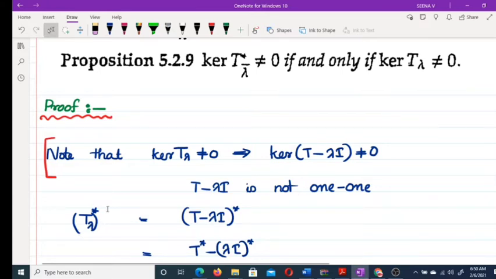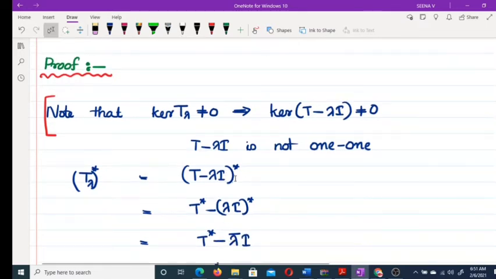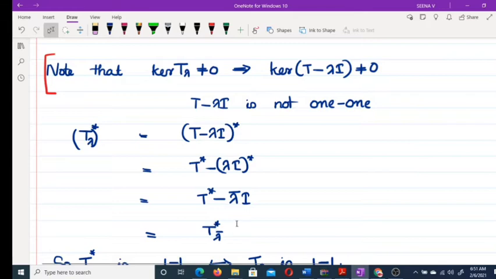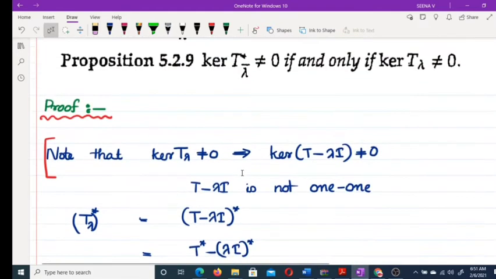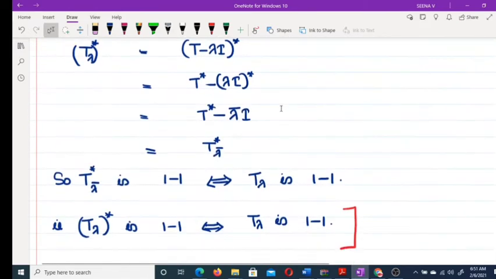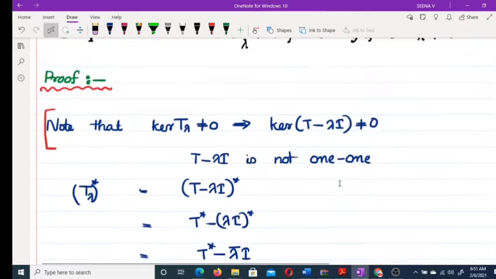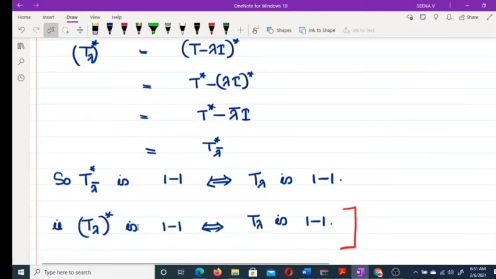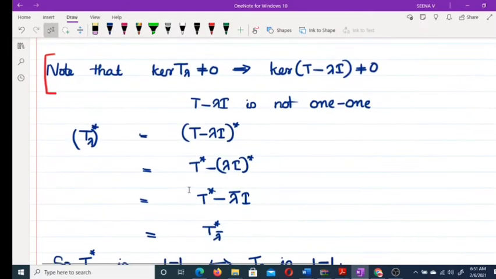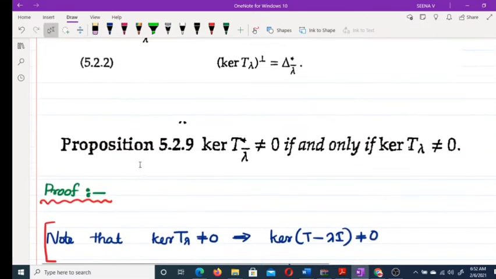Now what is T_λ star? Here we are saying T_λ is not 1 to 1. Then what is T_λ star? (T minus λI) star equals T star minus (λI) star. But we know that (λI) star is λ̄ I, so that is T star minus λ̄. So T_λ star means T*_λ̄. Kernel of T*_λ̄ means kernel of T_λ star not equal to 0. So this result says T_λ is not 1 to 1 if and only if T_λ star is not 1 to 1. That is, T_λ star is 1 to 1 if and only if T_λ is 1 to 1. This is the result, and there is no need to write this for the exam.